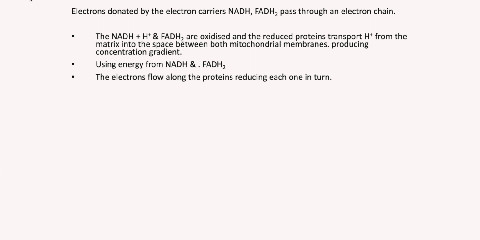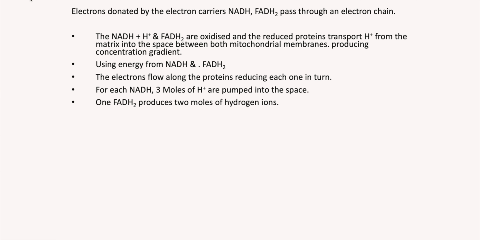The electrons flow along the proteins, reducing and then oxidizing each protein one by one as it's passed along. Those redox reactions release energy that can be used by the proteins to actually pump hydrogen. So that hydrogen builds up in the intermembranous space. Alright, so that's a form of active transport.